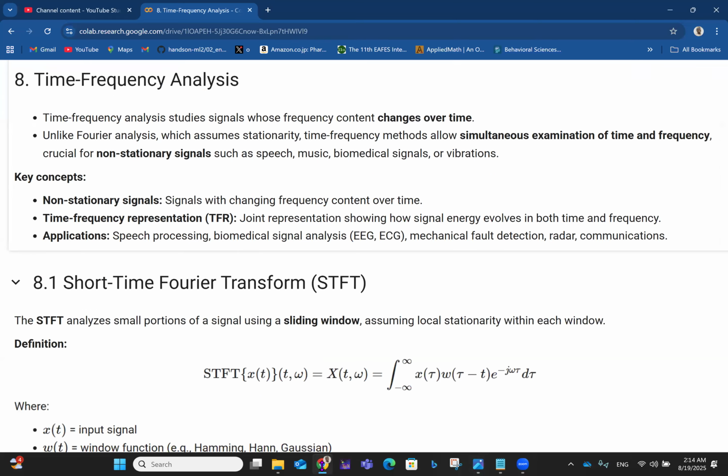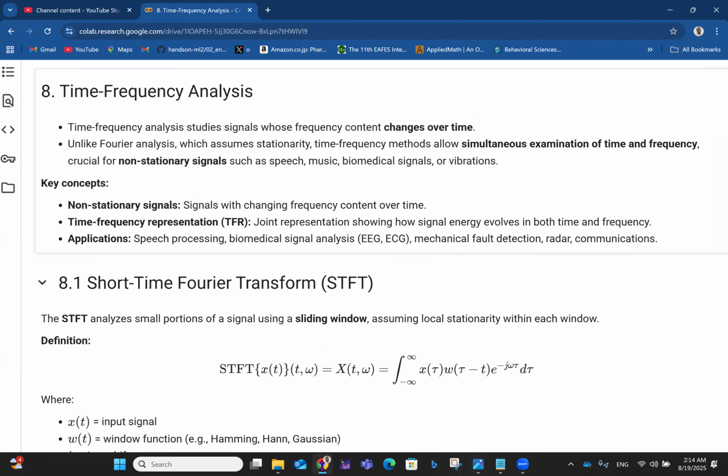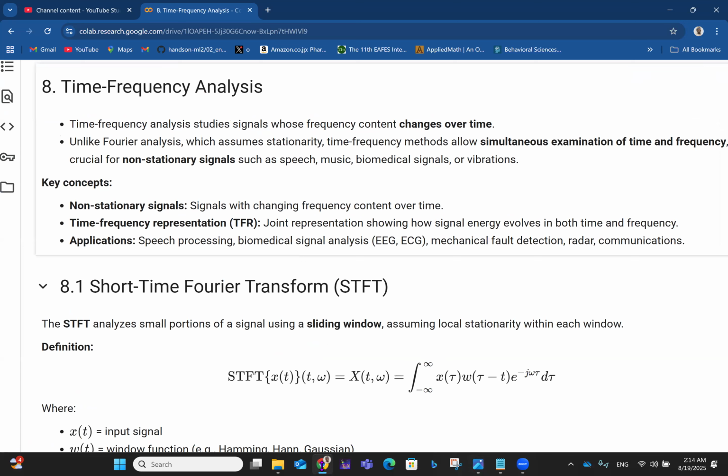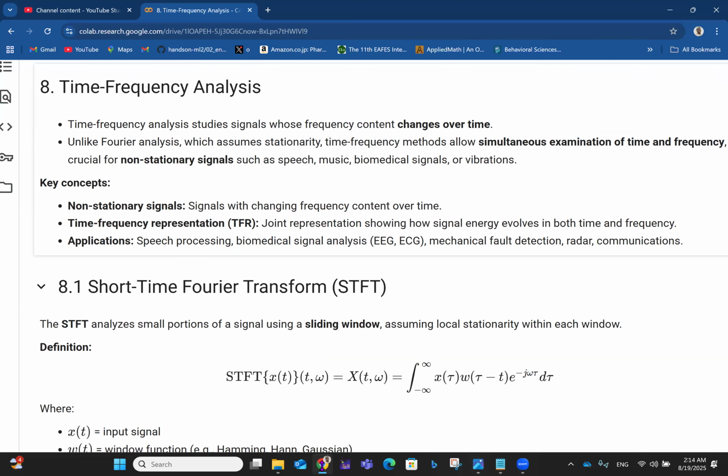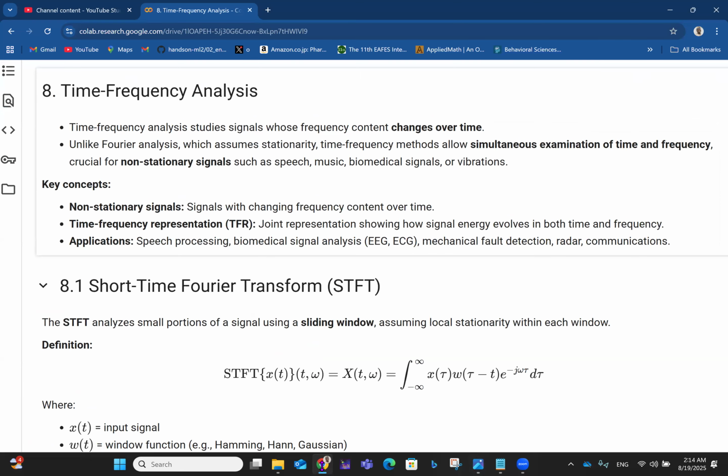Time frequency analysis studies signals whose frequency content changes over time. So if the frequencies change over time, then we can do time frequency analysis on that. Unlike Fourier analysis, which assumes stationarity, so you do Fourier analysis when you have stationary frequencies, time frequency methods allow simultaneous examination of both time and frequency, which is crucial for non-stationary signals such as speech, music, biomedical signals, or vibrations, right?